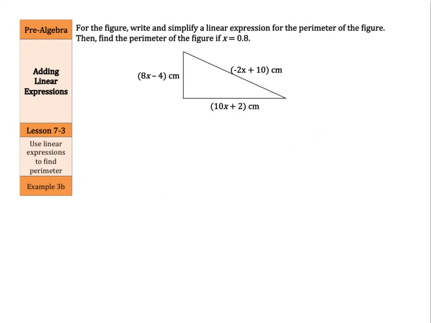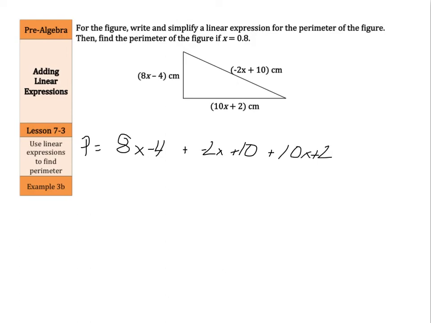Now in this question, for the figure, write and simplify our linear expression for the perimeter of the figure. Then find the perimeter of the figure if x is 8/10. Well, perimeters of triangles are perhaps a little more straightforward than perimeters of rectangles. Well, rectangles, we have that formula. Perimeters, we just simply add them up. So our perimeter here is going to equal 8x minus 4 plus negative 2x plus 10 plus 10x plus 2.